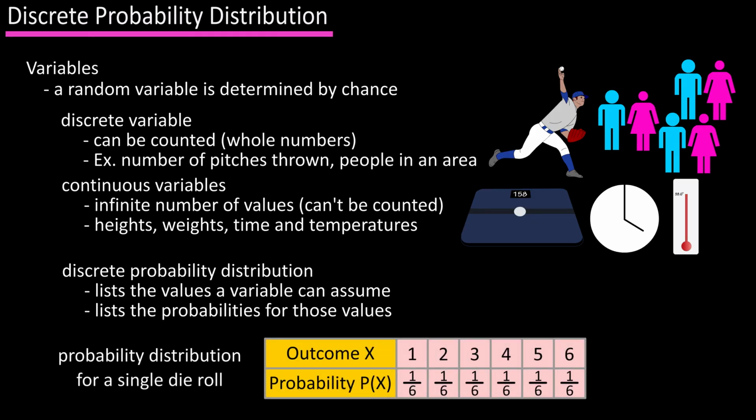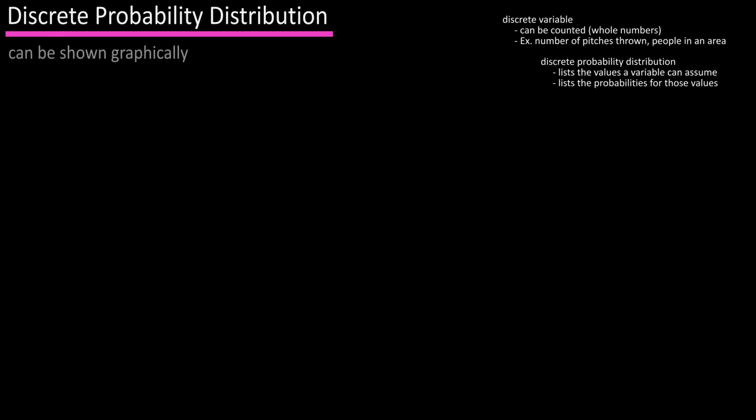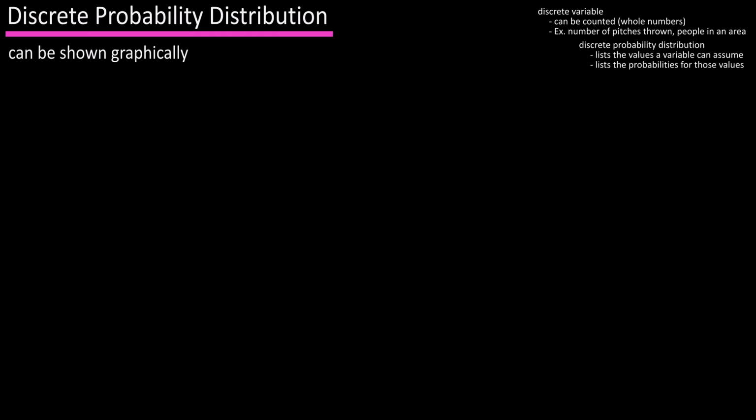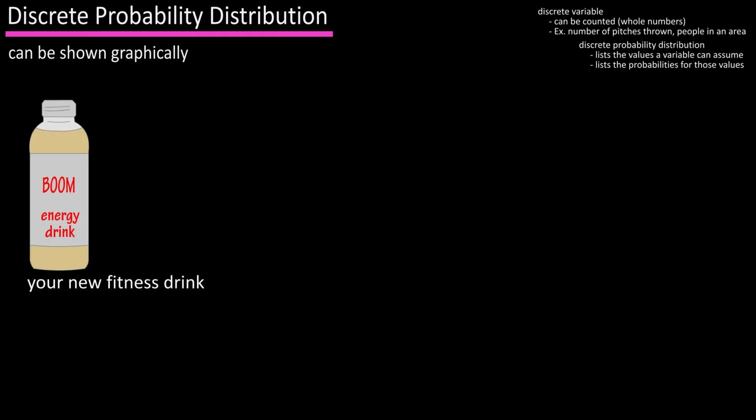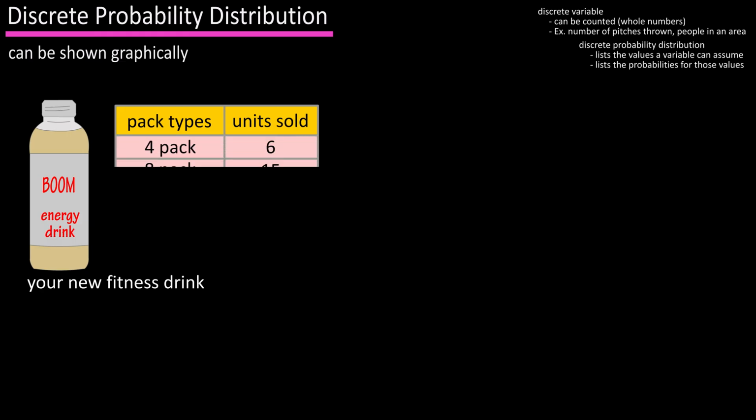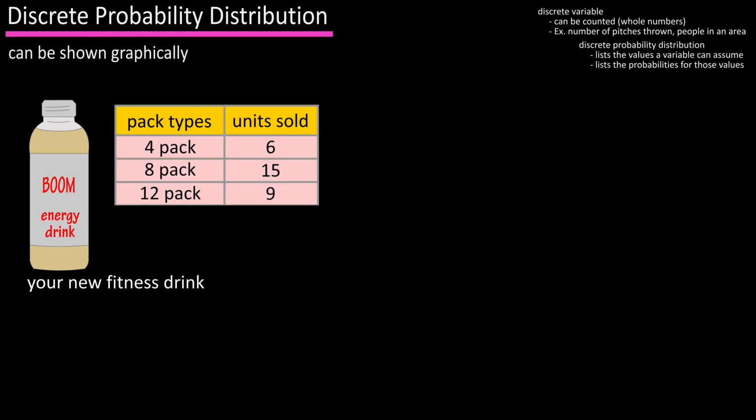The possible values, 1 through 6, for the random variable x are listed in the top column, and the second column lists the probabilities for each of these possible values. Probability distributions can also be shown graphically. As an example, let's say you created a new fitness drink, and at a recent expo, you sold 6 4-packs, 15 8-packs, 9 12-packs, and 3 24-packs. As you see here in this frequency distribution table.